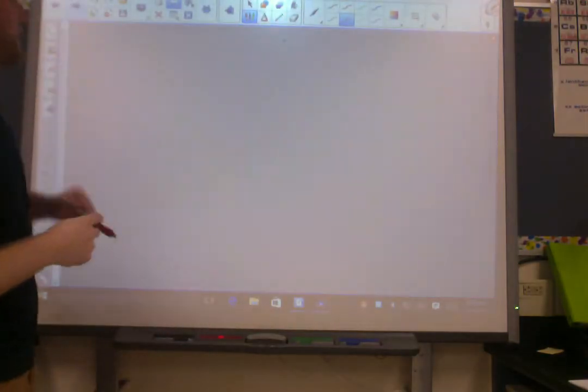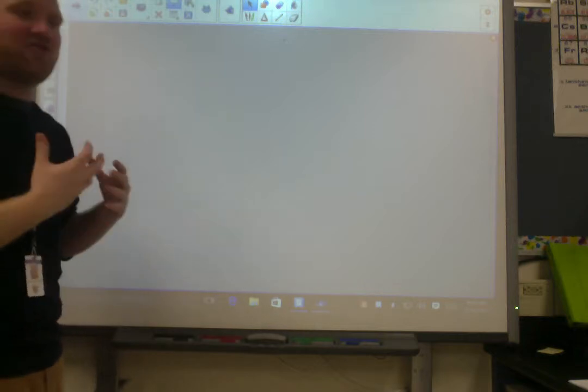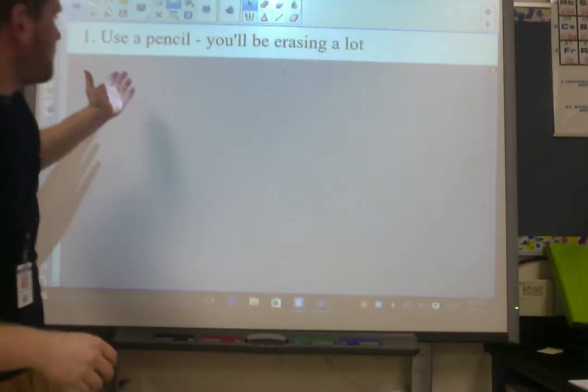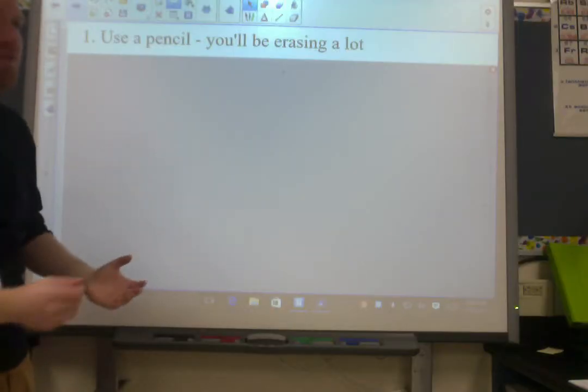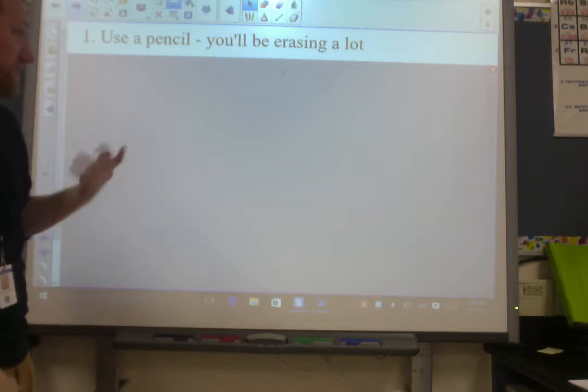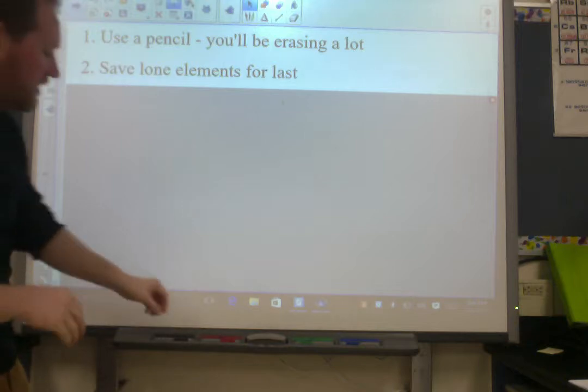All right, so let's go through the tips. And again, this is not the perfect way to get it right every time. You just can't do that. There's always going to be some trial and error. All right, so the first tip is to use a pencil. You'll be erasing a lot. I always suggest you bring a pencil during the balancing equations, because, like I said, you're going to be erasing a lot. Step 2, save lone elements for last.